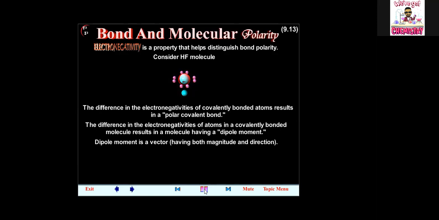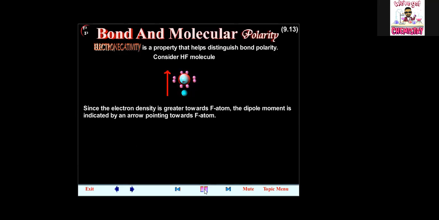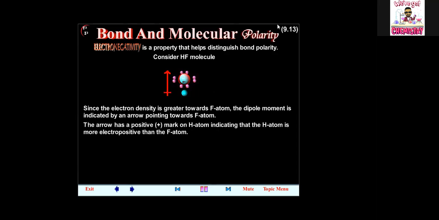Dipole moment is a vector having both magnitude and direction. Since the electron density is greater towards the fluorine atom, the dipole moment is indicated by an arrow pointing towards the fluorine atom. The arrow has a positive mark on the hydrogen atom, indicating that the hydrogen atom is more electropositive than the fluorine atom. Molecules having a dipole moment are called polar molecules. Thus, hydrogen fluoride is a polar molecule.